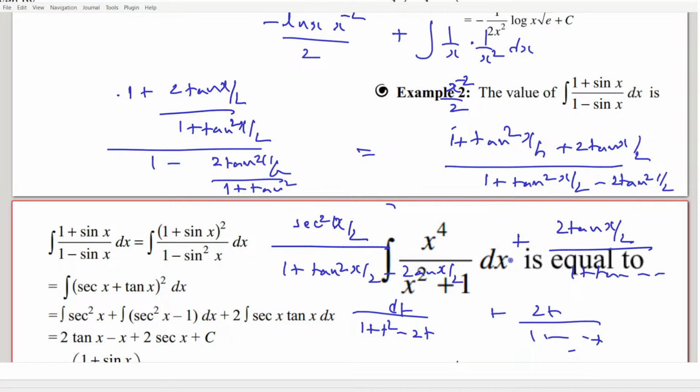Okay. So you're saying here there is no secant square, right? 2 tan x by 2 by 1 plus tan square minus tan square. Okay, good question.